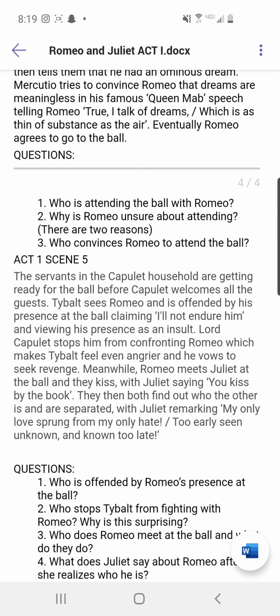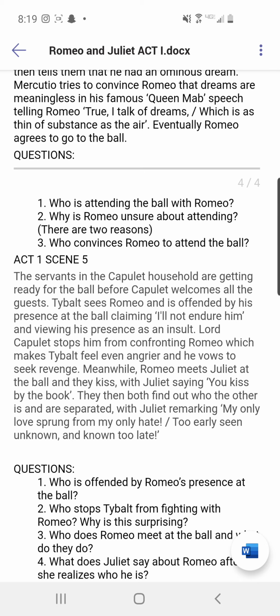What does Juliet say about Romeo after she realizes who he is? My only love sprung from my only hate. Too early seen, unknown, and known too late. Basically, oh no, I just kissed a guy. I'm immediately in love with him, and he is the son of my arch enemy. Okay, so now you can see this is like the biggest conflict of the story, that of course they're from feuding families and they fall in love.